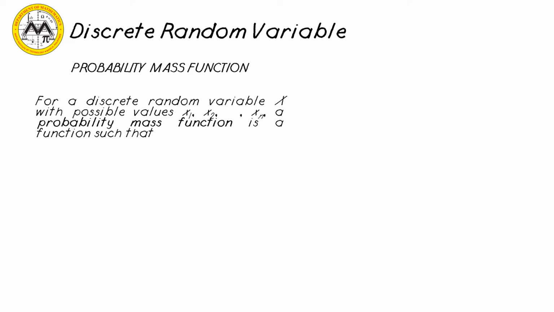If for every event in the random variable there exists a certain probability, we will be having the probability mass function. So let us have our abbreviation for this one, PMF, probability mass function. For a discrete random variable X with possible values x1, x2, x3 up to xn, a probability mass function is a function such that f of x is greater than or equal to 0. So it should always be positive.